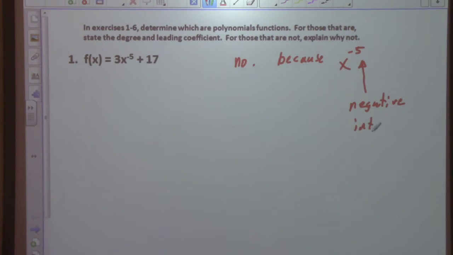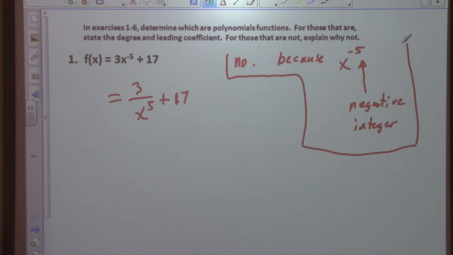And when you graph this thing, did anybody graph this thing and look at it? No. Okay, I'm going to rewrite this thing. How do you rewrite this? It's going to be 3 over x to the 5th plus 17. So is this function going to be continuous everywhere? No, it's not. If you graph the thing, where are you going to have your discontinuity? At x equals 0. So that will be something like that.